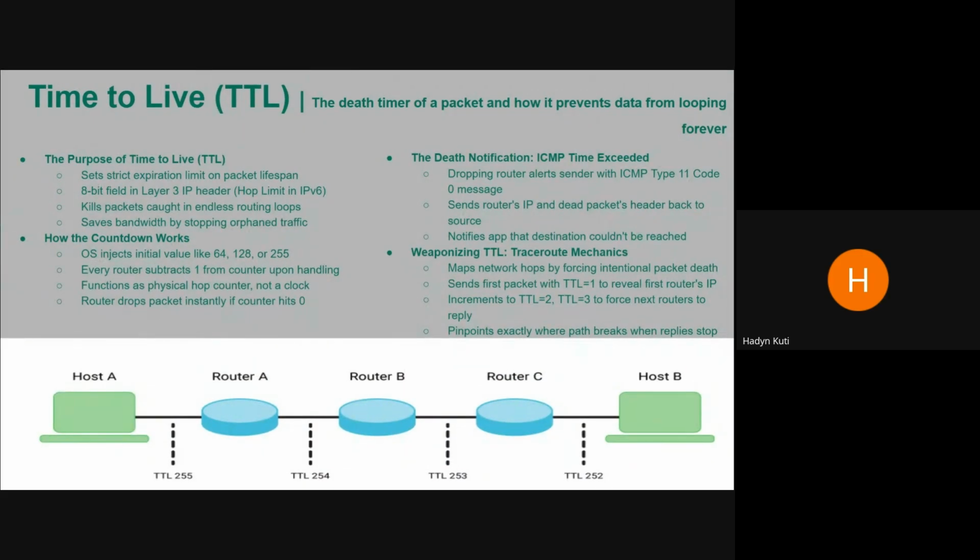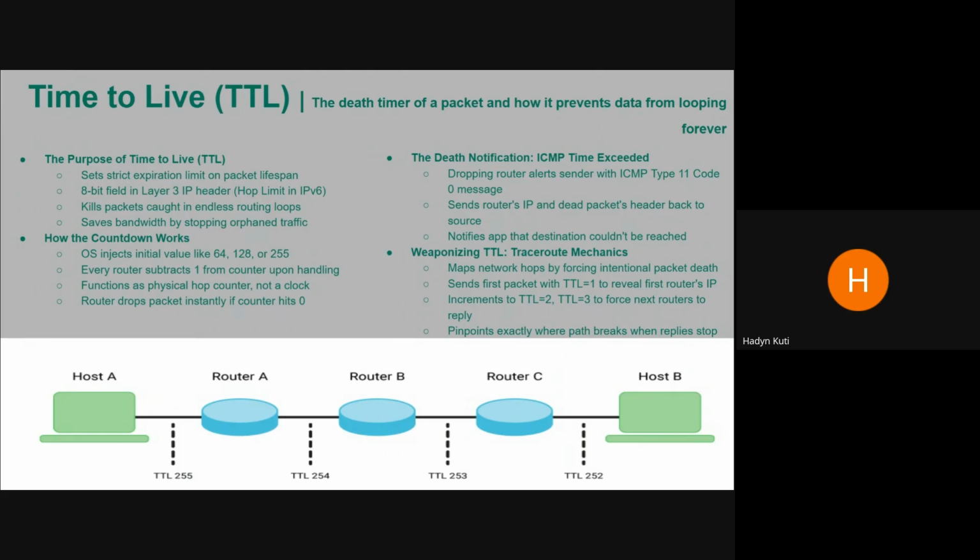Then, time to live. The purpose of time to live, or TTL, is that it sets a strict expiration limit on packet lifespan. It is an 8-bit field in the layer 3 IP header, the hop limit in IPv6. This kills packets caught in endless routing loops and saves bandwidth by stopping warp-in traffic. The countdown works by the operating system injecting the initial value, like 64, 128, or 255. Every router will subtract 1 from the counter upon handling, and it functions as a physical hop counter, not a clock. The router drops packets instantly if it hits 0.